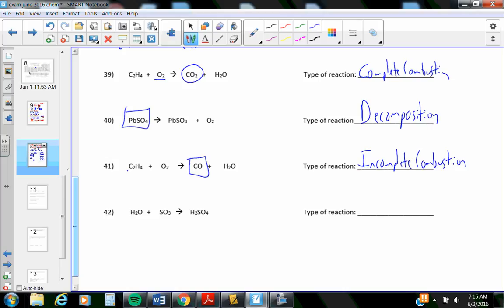Finally, the last one, if we have one product and only one product, we must have had simpler things adding together, combining. It's got two different names. It can either be called a synthesis or it can be called a combination.